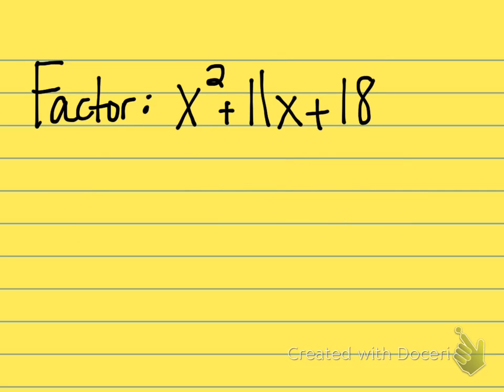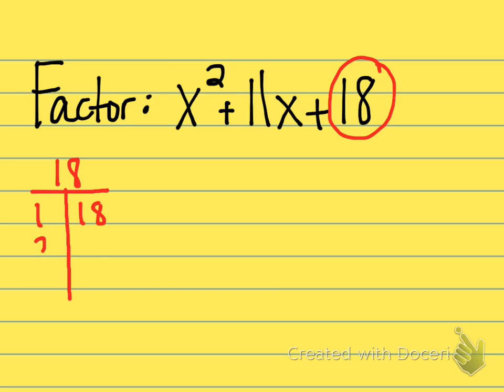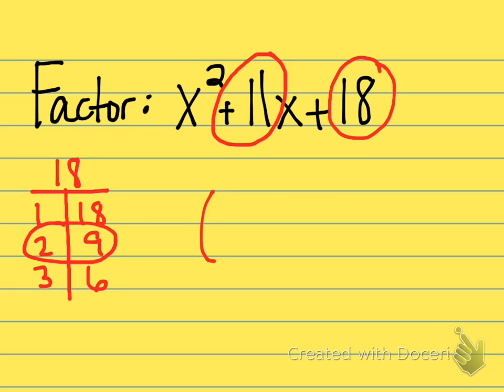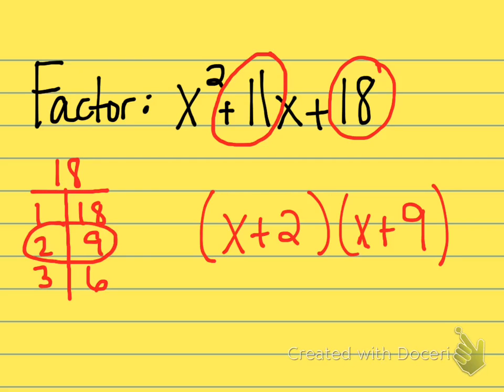In this next example, we're going to look at x squared plus 11x plus 18. The first thing we want to do is list the factors of 18. The factors of 18 are 1 and 18, 2 and 9, and 3 and 6. Of those factors, we want to find the two that multiply together to equal 18 that we can also add together to equal 11. The two numbers that add together to equal 11 are positive 2 and positive 9. So our factors will then be x plus 2 and x plus 9.